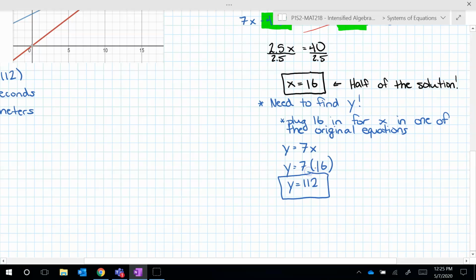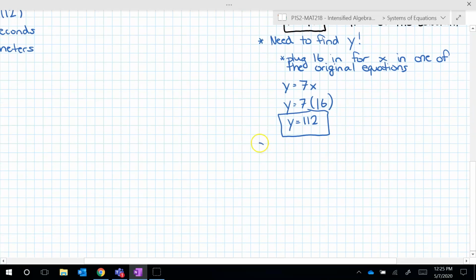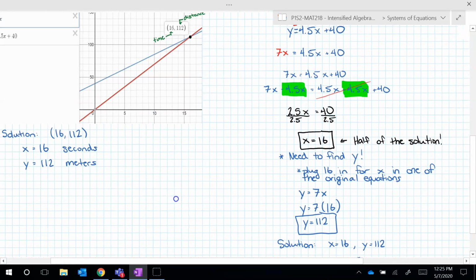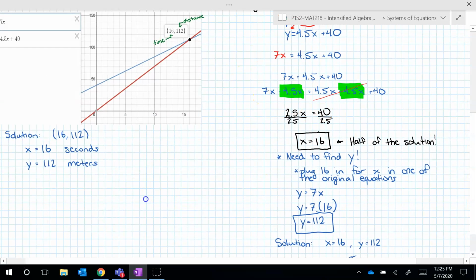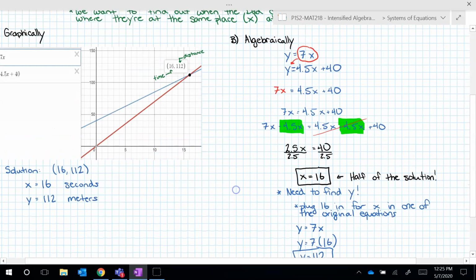Once I have my x's and my y's, I can say the solution is x equals 16, and y equals 112, or it's the point 16 comma 112. And that is the basics of solving systems of equations. An example using a pretty simple substitution method. We'll get a little bit more complicated in the next videos.